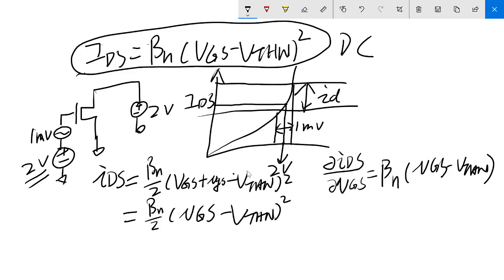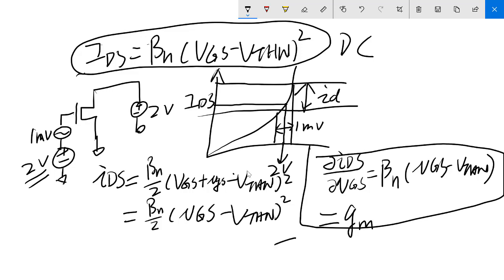Okay. So this term is called the transconductance of the NMOS, and we use gm to represent it. So this is an important concept you need to know. So that's the transconductance.